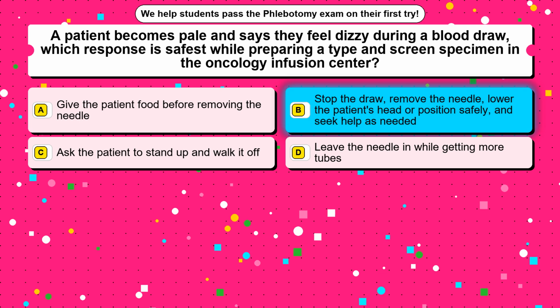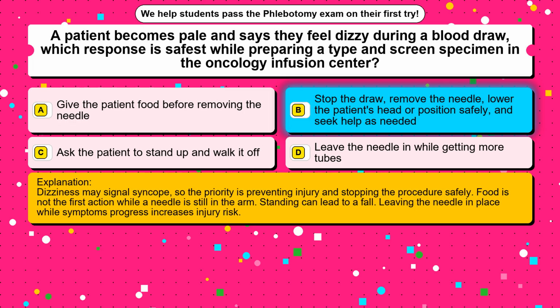The correct answer is option B. Stop the draw, remove the needle, lower the patient's head or position safely, and seek help as needed. Dizziness may signal syncope, so the priority is preventing injury and stopping the procedure safely. Food is not the first action while a needle is still in the arm. Standing can lead to a fall. Leaving the needle in place while symptoms progress increases injury risk.